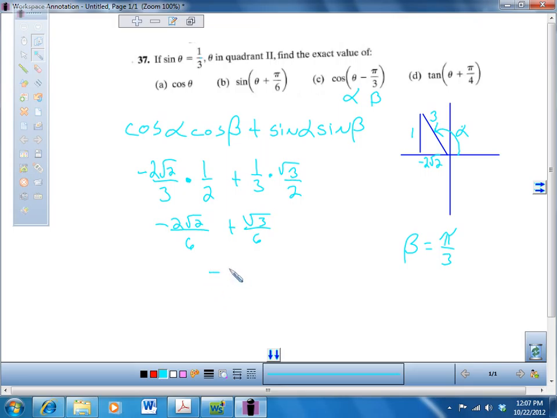So minus 2 root of 2 plus 3, the whole thing, plus root of 3, over 6. And that's your final answer. Right? You get that? Questions?